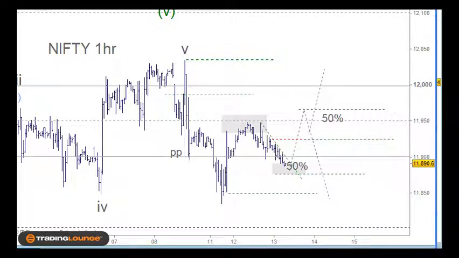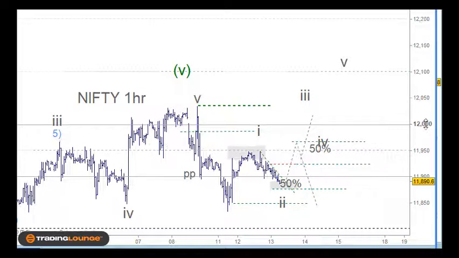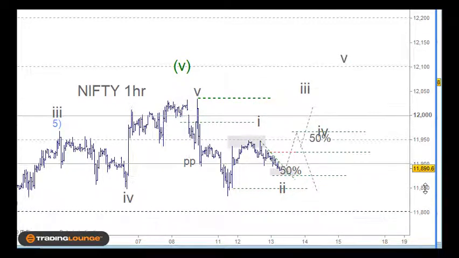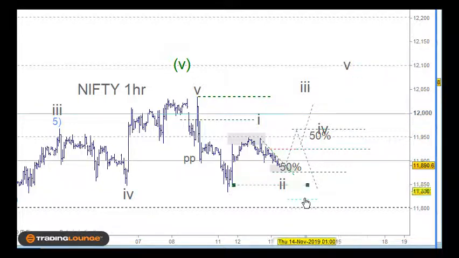And if we do move up, then the count would be wave 1 here, 2 here, 3, 4. Third wave normally comes around the old tops of a market, and then wave 5 making a new high here if that's going to be the case. So this will be our target here, 12,100 at this particular point. So I'll just put that there.